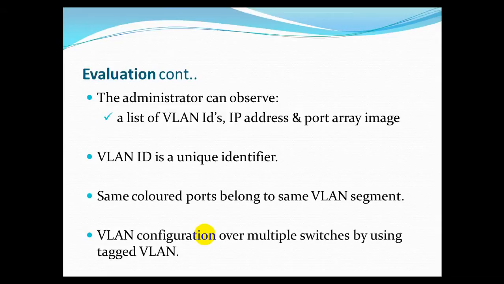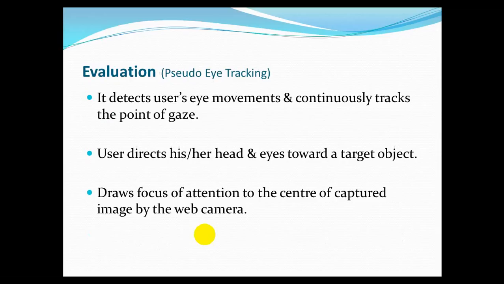A VLAN segment can be configured over multiple switches by using the tagged VLAN compliant switch. The tagged VLAN compliant switch adds the tagged information in an Ethernet frame header and identifies its belonging VLAN segment frame by frame.